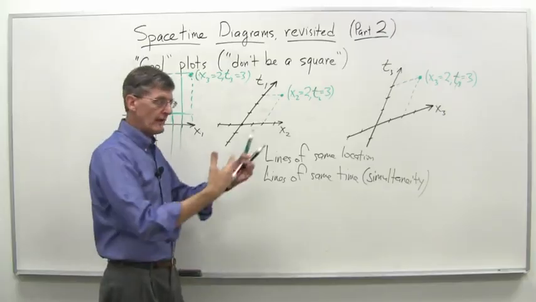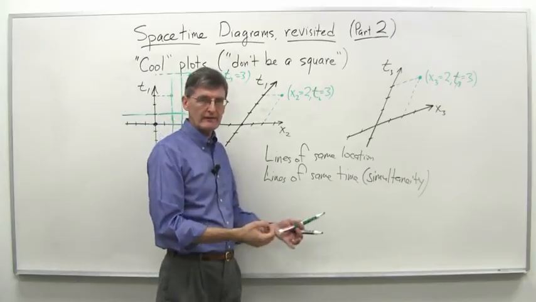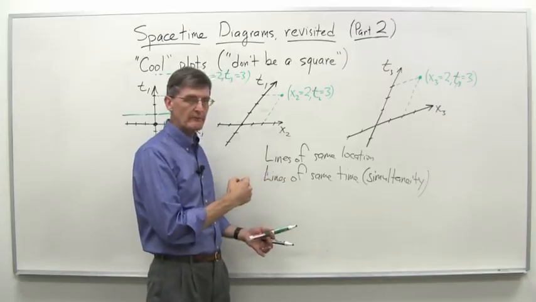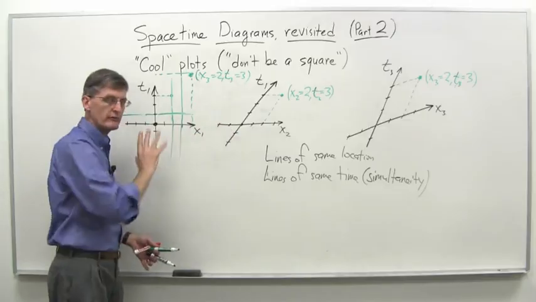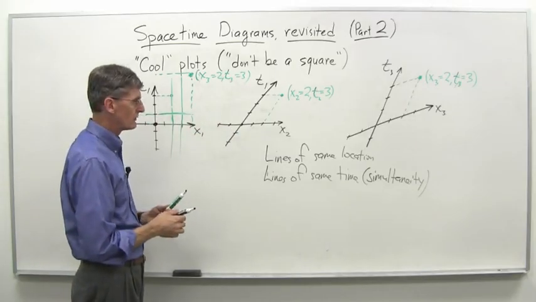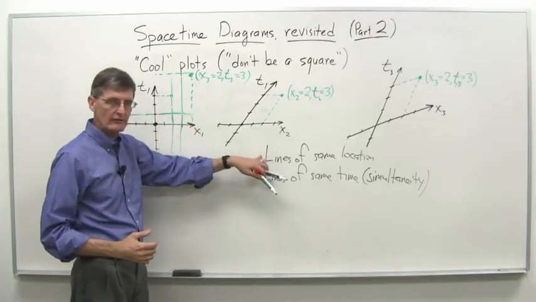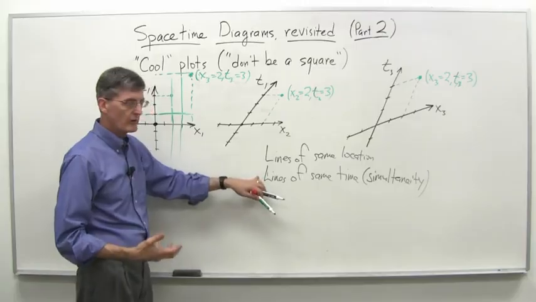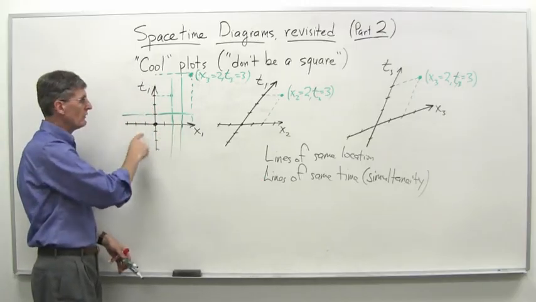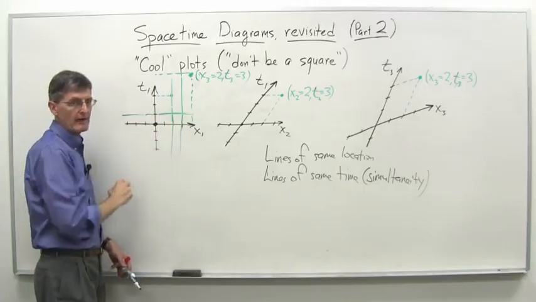Bob measures an xt event, an event at a certain xb and tb location. We transform it into different coordinates in Alice's frame of reference using the Lorentz transformation. So back to the point here, though: lines of same location, lines of same time, or lines of simultaneity. Vertical and horizontal here, note that they're parallel to the respective axes.